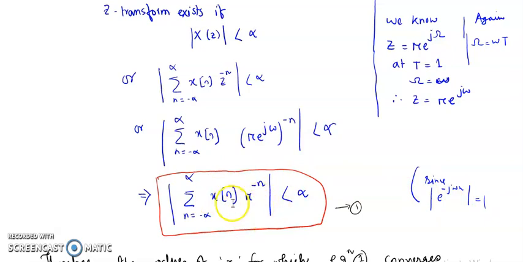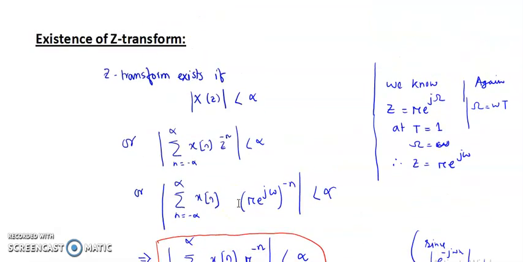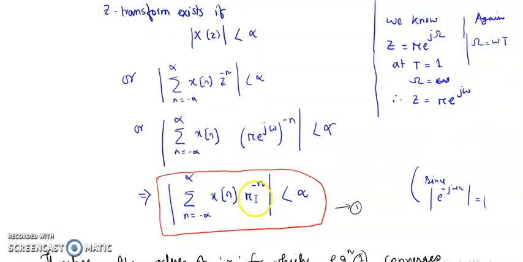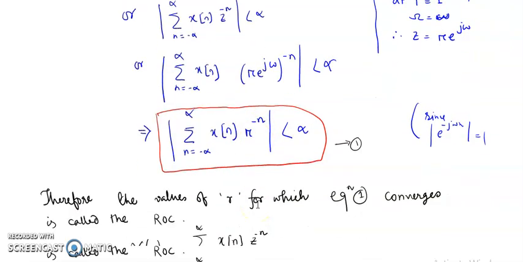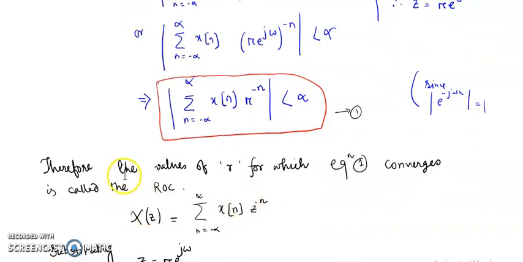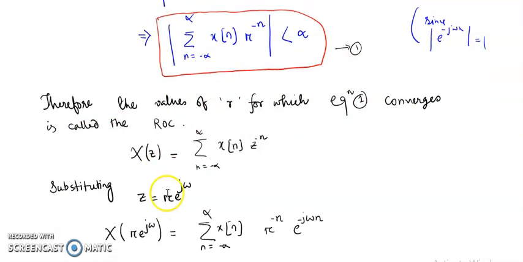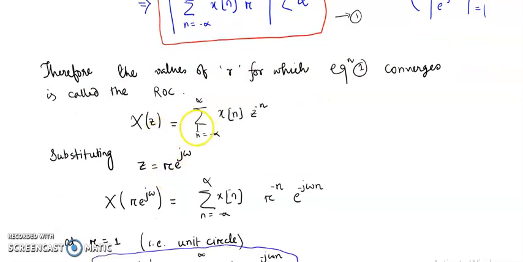So this is the condition for the z-transform to be stable or to exist, where r is the radius of the circle of the z-transform output. Therefore the value of r for which equation 1 converges is known as the ROC of the z-transform. And this is the equation of the z-transform. If we put z is equal to r e to the power j omega here, then we get this.